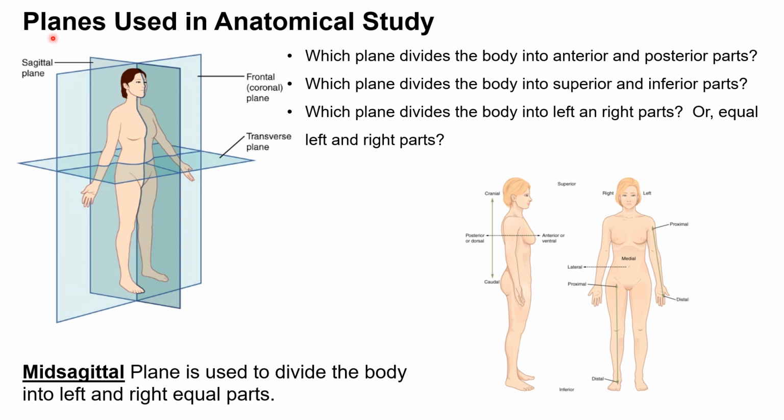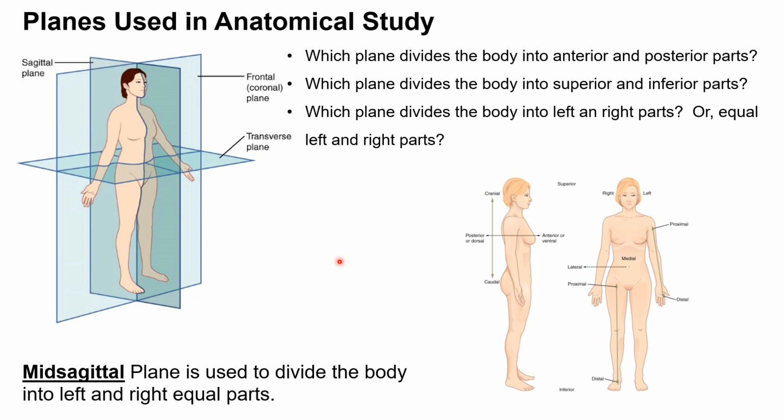Planes are slices or sections through the body. We often use them for imaging techniques like MRIs or CAT scans, for example. We get a sliced image of the inside of the body. So we can use different planes to get a different perspective on what's going on inside the body. There are three main types of planes that are used in anatomical study.